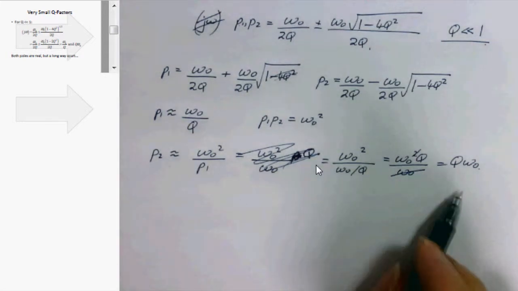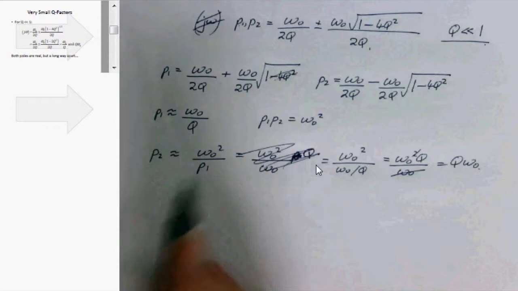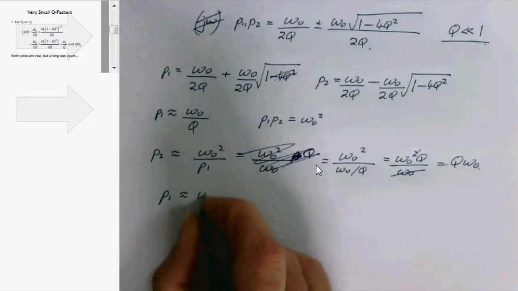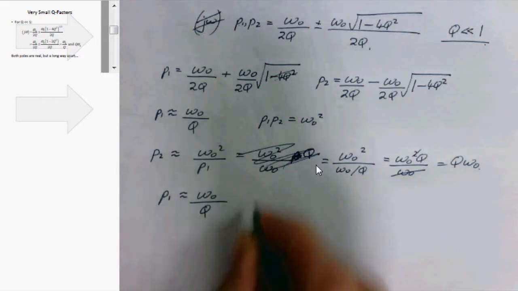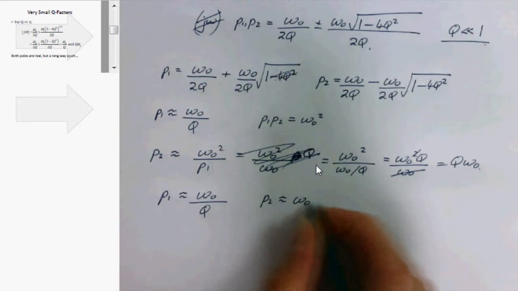You would get the same result if you did the Taylor expansion of that thing, but I think this is easier. So we have an approximate formula for our two poles. P1 is approximately omega naught over Q. P2 is approximately omega naught times Q.